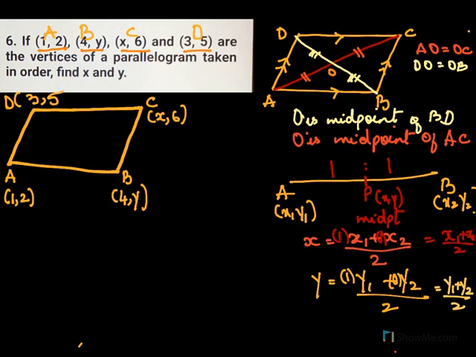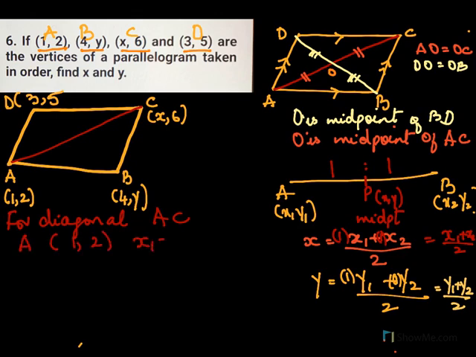Now we use the diagonals. So let's take the first diagonal AC, and find the midpoint. We know A is (1, 2), that means x1 is 1 and y1 is 2. For point C, we're taking the diagonal AC, C is (x, 6), which means your x2 is x and your y2 is 6.